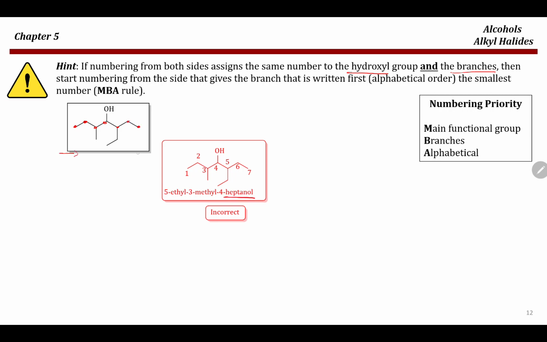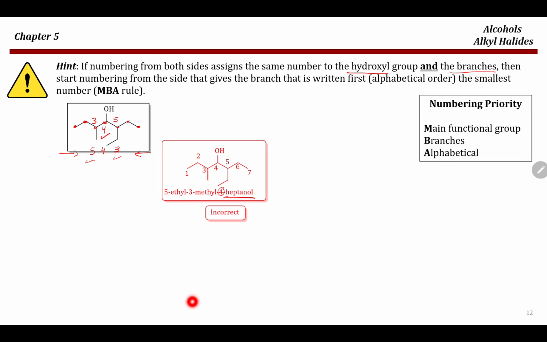Counting from the left side or the right side will give the OH group position 4. That's why this is 4-heptanol. However, if I count from the left side, my branches will be at 3, 4, and 5. And if I start counting from the right side, my branches will also be at 3, 4, and 5. So in this case, counting from both sides is assigning the same number to the OH group and also the same number to the branches. What should I do in this case?